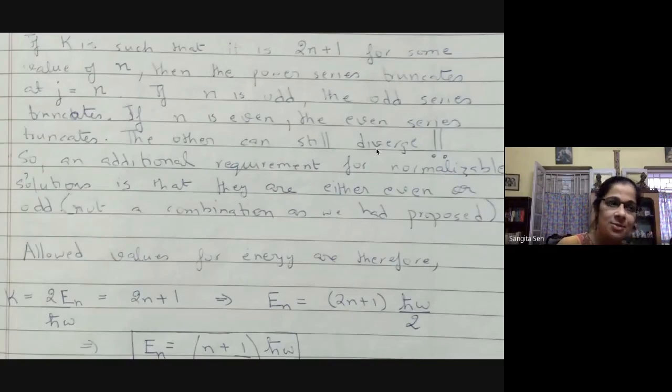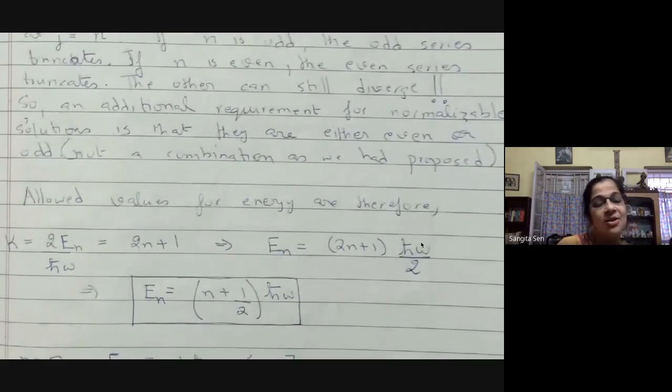But we had said that the general solution is even plus odd. So then if n is even, then the odd part can still diverge. And if n is odd, then the even part can still diverge. So this is an indication that it is an additional requirement that for normalizable solutions, the solution must be either even or odd. It cannot be a combination as we had proposed before. So although mathematically again the general form can be a sum of odd and even, the physically allowed ones will either be odd or be even.